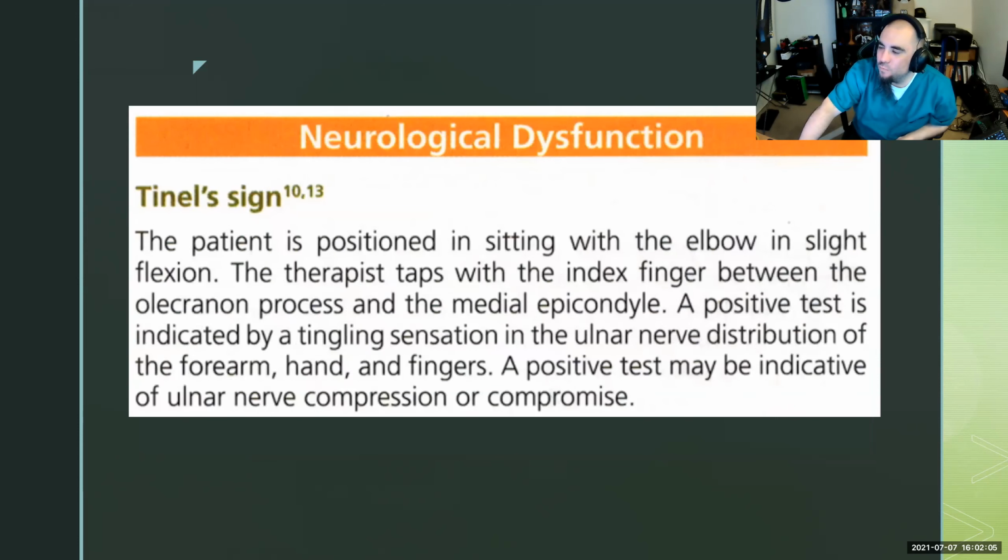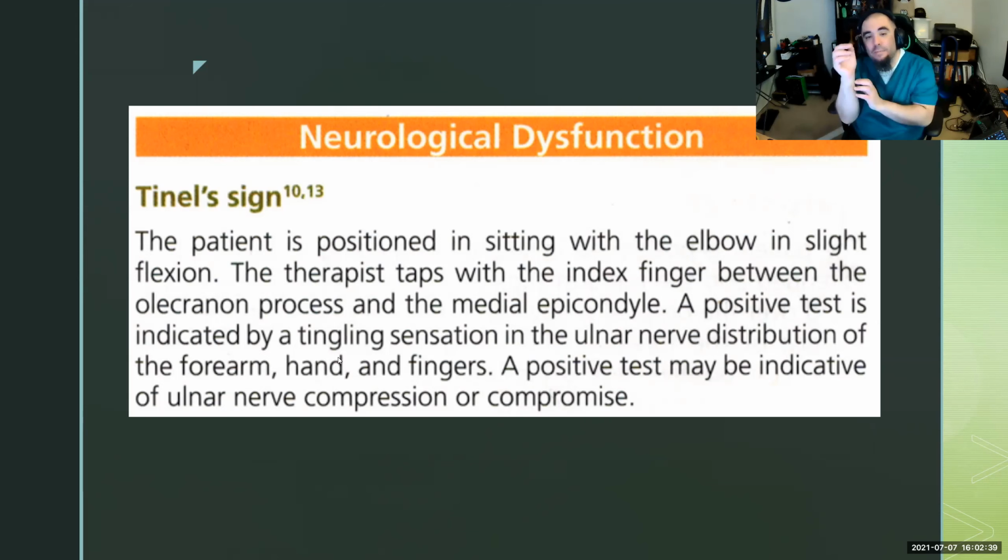Tinel's. Again, Tinel's is one that's going to be at the wrist and the elbow, where you take your index finger and you tap it. You find that spot back there where the nerve passes through, the ulnar distribution, and you tap on that nerve spot. I'm specifically doing it on my left arm so that my hand doesn't go numb. If you tap it and the nerve goes numb, or you get some tingling and feeling down the hand, you've probably got some compression on that nerve.